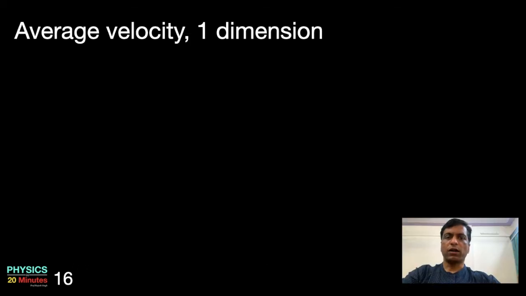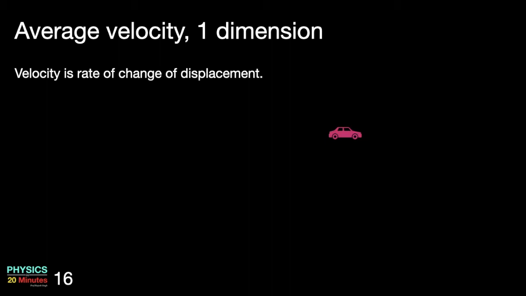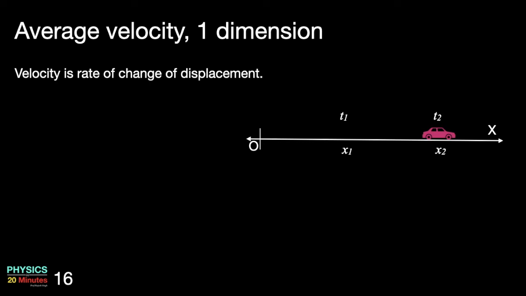We have learned how to handle position and displacement. Now we will learn how to calculate velocity in one dimension. First, starting with average velocity. So what is velocity? Velocity is defined as the rate of change of displacement. So if I have a car which is at the position x1 at the instant t1, after some time it displaces to position x2. Let's say the time at that instant is t2.